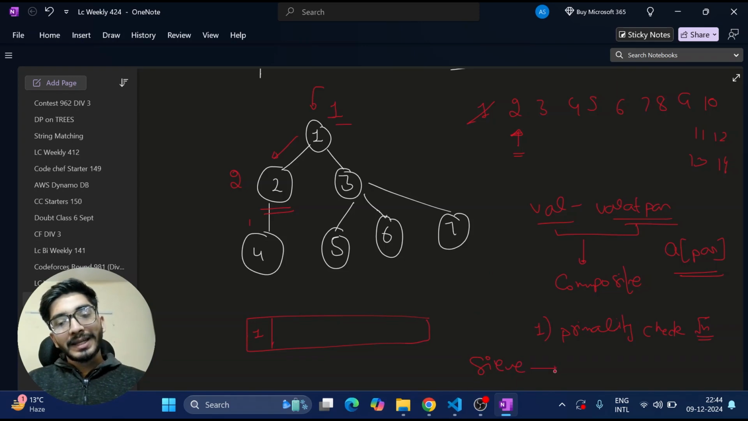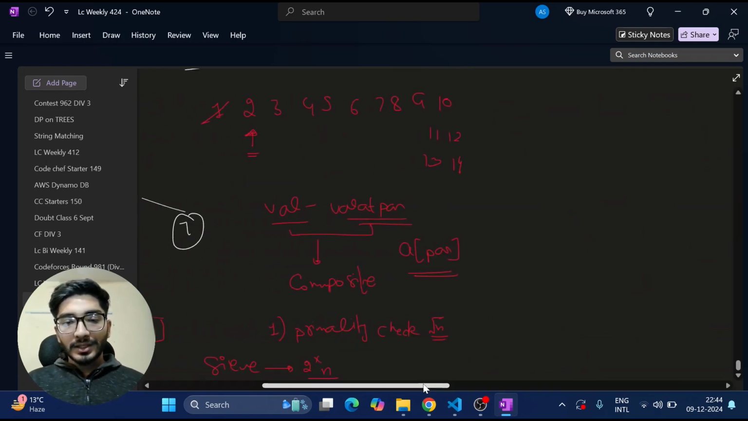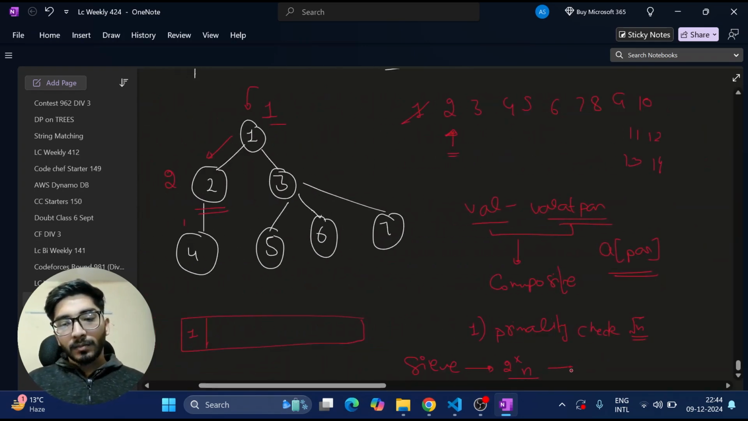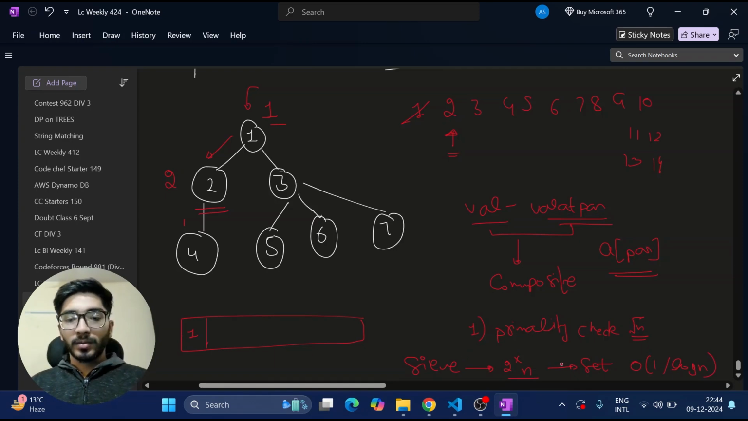and can easily generate all the prime numbers up till 2 into n, and we can store this in any set or map. I am using set here to check whether this thing is present or not in order of 1 or log n, you can say, for the time complexity of using this set. So I can easily check whether 2 minus 1 is a prime number or not. It's not. So yes, we can easily put this value here.